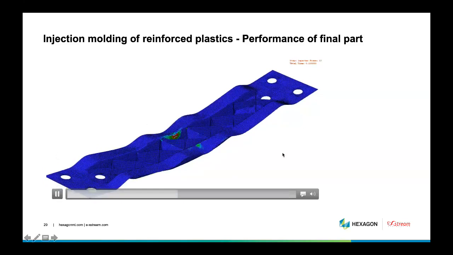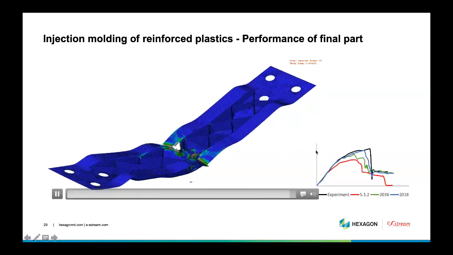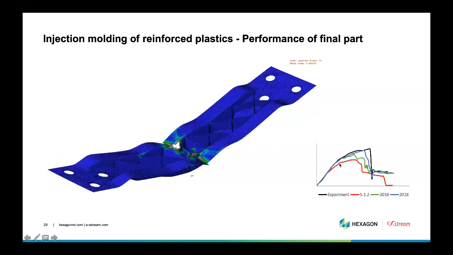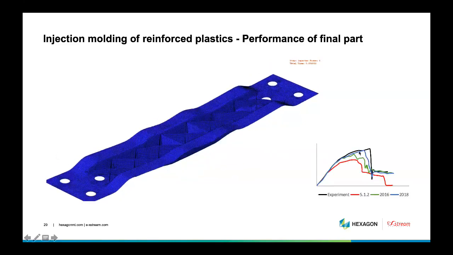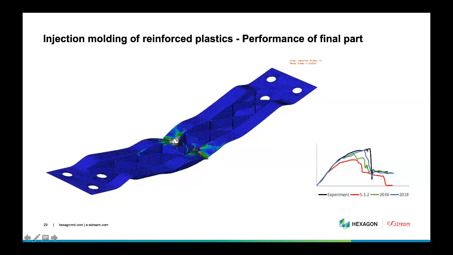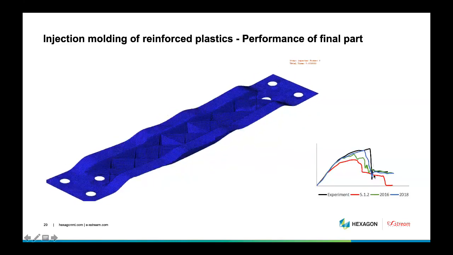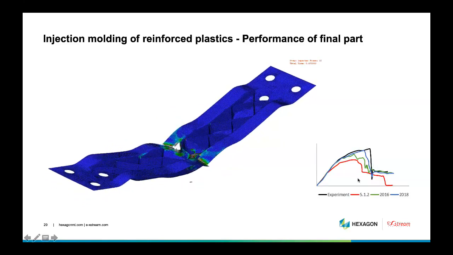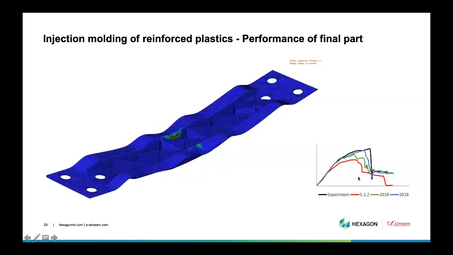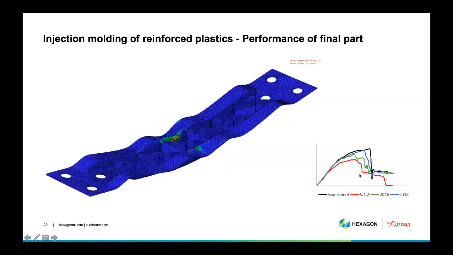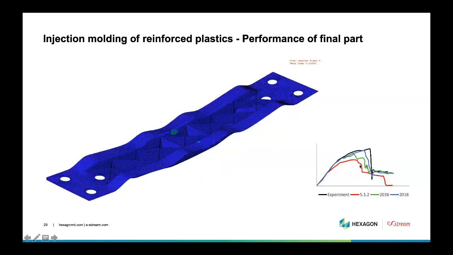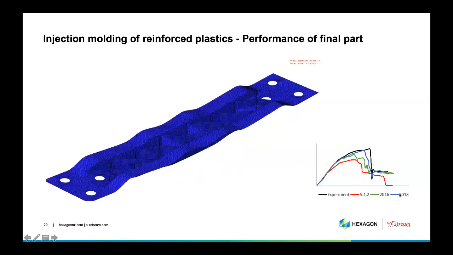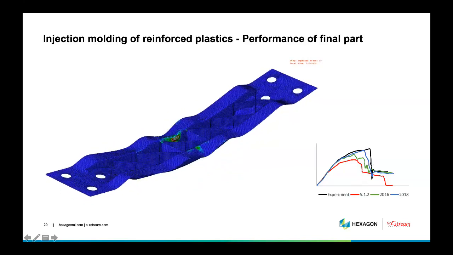And you see here we have the load versus the displacement in this test. The experimental result is the black curve. And here you have different predictions by different versions of Digimat. You see that the predictions have improved over the versions. Version 5.1.2, for instance, is the red curve, then the 2016 version is the green curve. The 2018 version is now very close to the test.